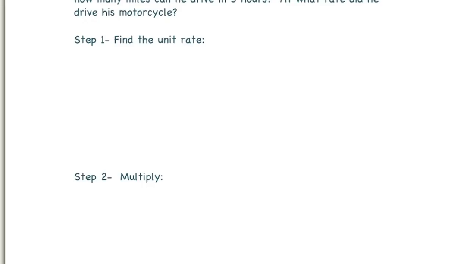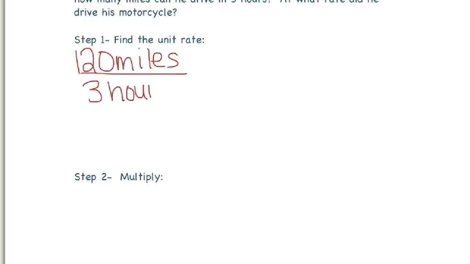All right, our first example says that Jeremy drove his motorcycle 120 miles in 3 hours. At this rate, how many miles can he drive in 5 hours? And at what rate did he drive his motorcycle? So as I just mentioned, the first thing we're going to want to do is find our unit rate. What we know so far is that he drove 120 miles in 3 hours. Finding the unit rate means how much for one. So in this case, we're dealing with hours. So how many miles did he drive the motorcycle in 1 hour?